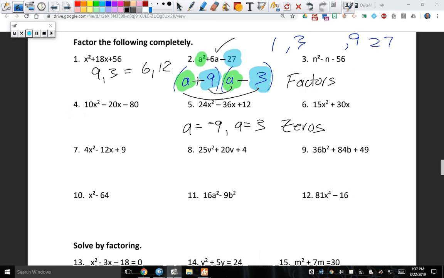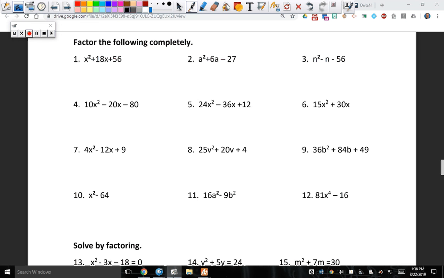Know the difference, please. A is equal to negative 9 and A is equal to 3. Those are the zeros of that function. Okay? Are we good? Okay, so now let's quickly go to ones that no longer have that coefficient of positive 1. Let's go to something that looks like number 4.